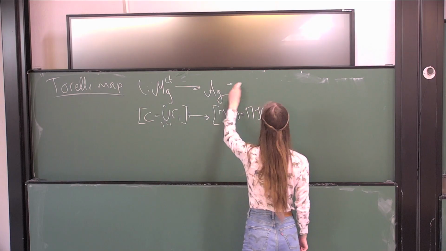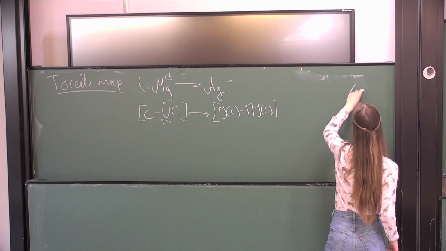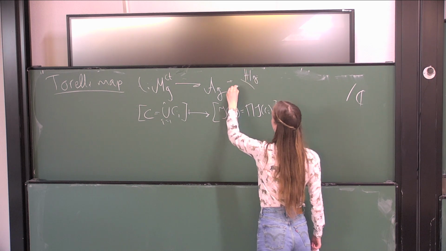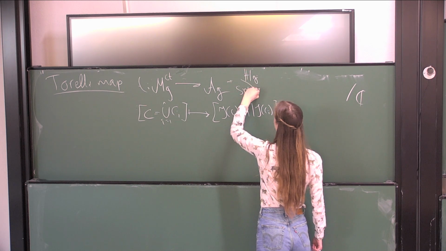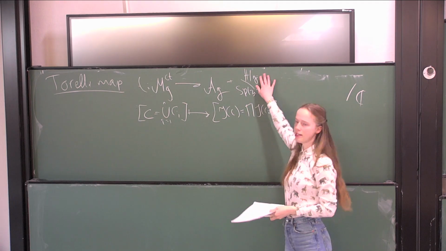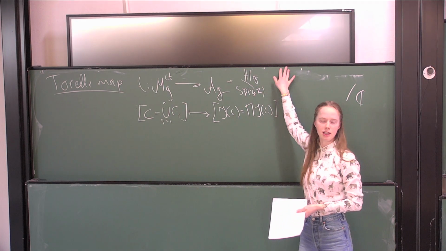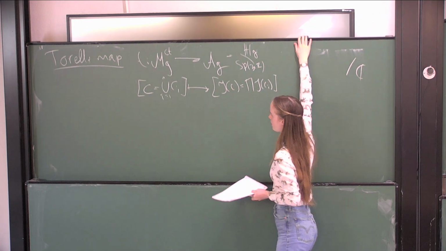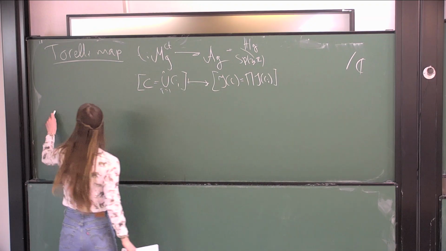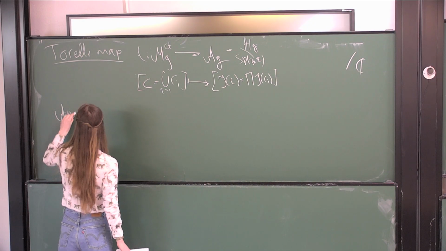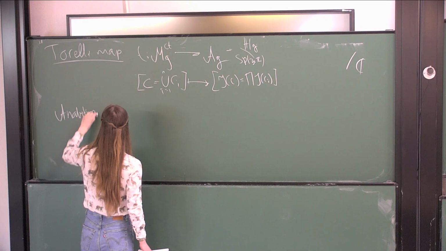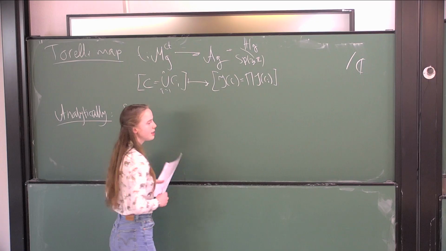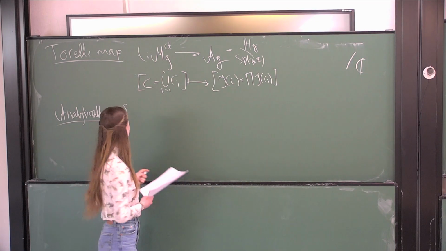Conveniently, since I will be working over C all the time, A_g can be written as a quotient of a space of complex matrices modulo a group action. This is the Siegel upper half space, which parameterizes complex g by g symmetric matrices with positive definite imaginary part. And the Torelli map also has an analytic description: it associates instead to a curve its period matrix.